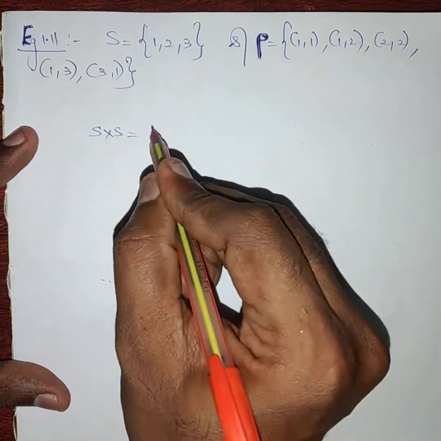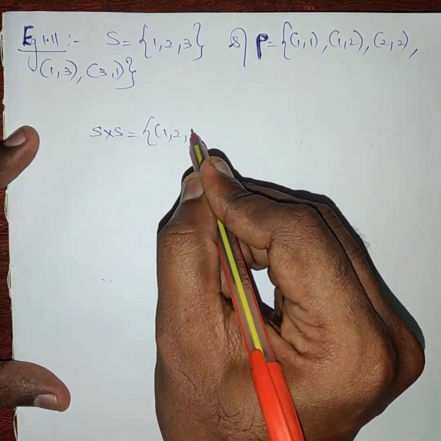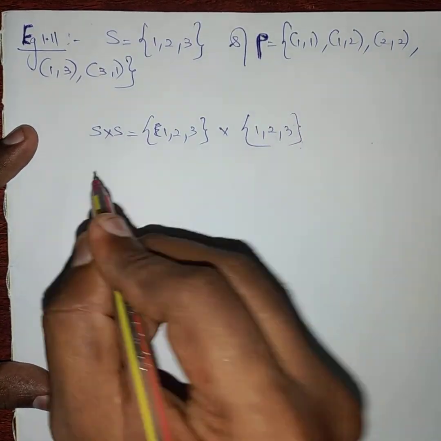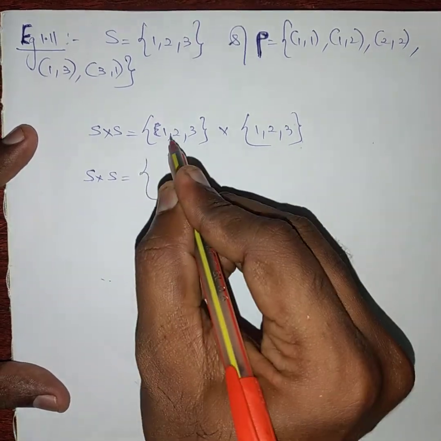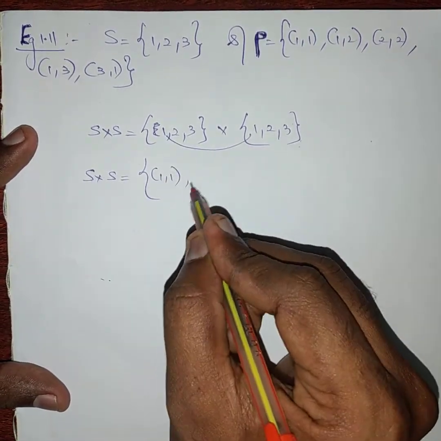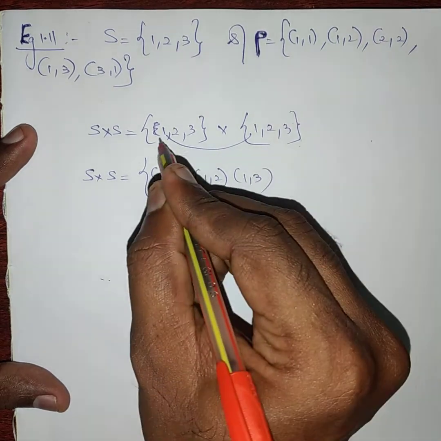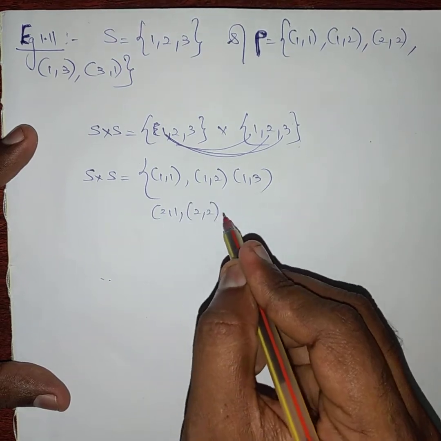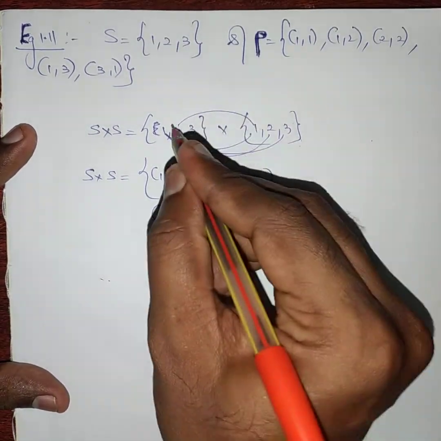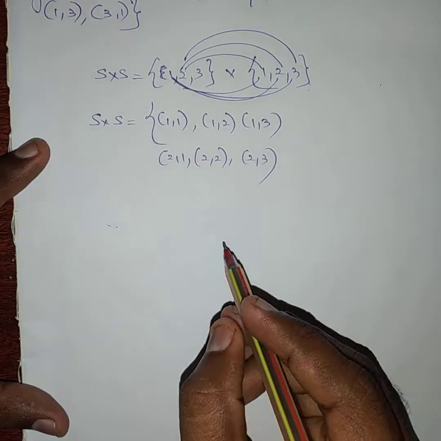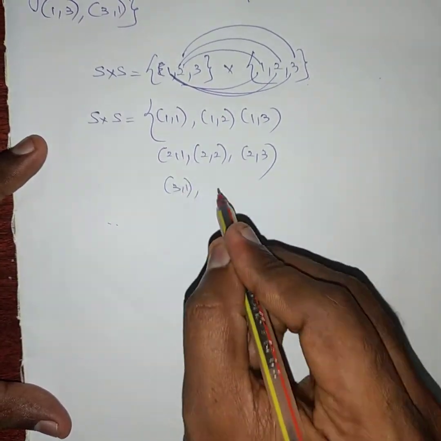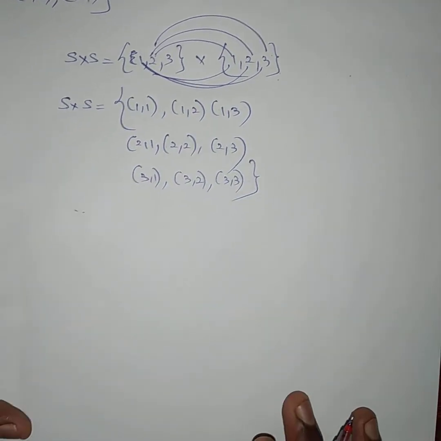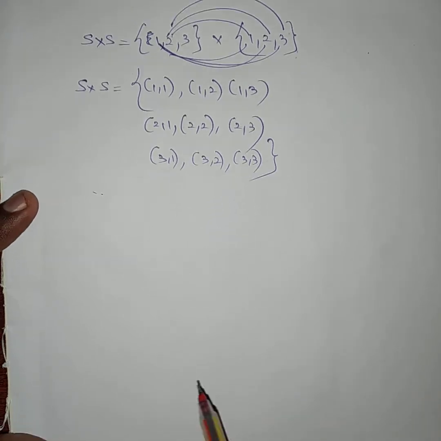S cross S is nothing but {1, 2, 3} cross {1, 2, 3}. The Cartesian product is how we can place (1,1), (1,2), (1,3), then (2,1), (2,2), (2,3), next (3,1), (3,2), (3,3). This is the relation, this is nothing but the Cartesian product.